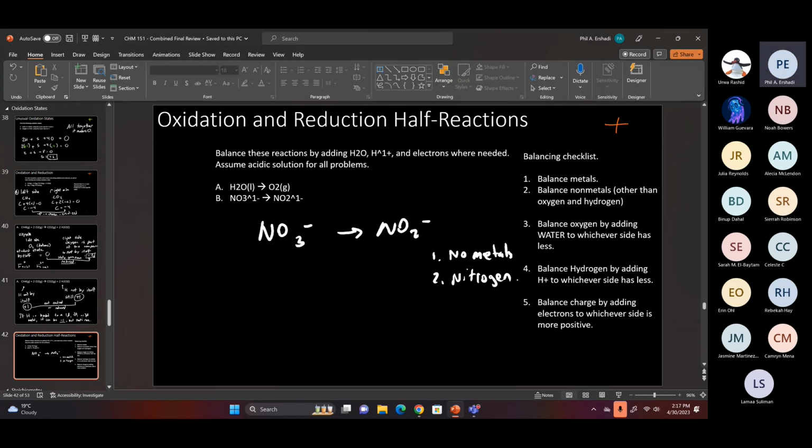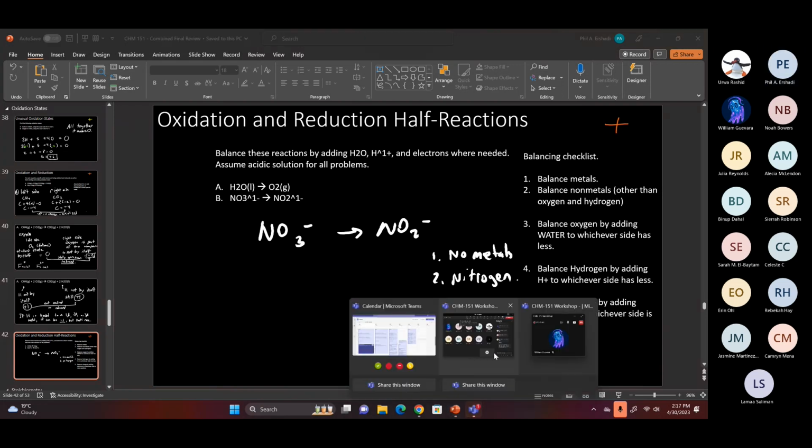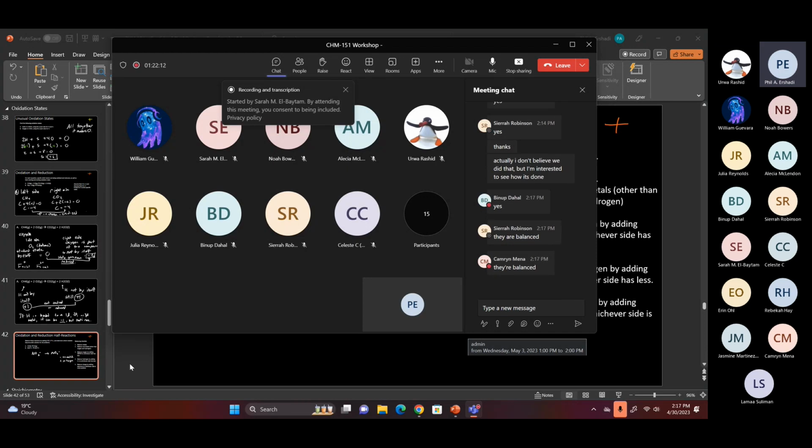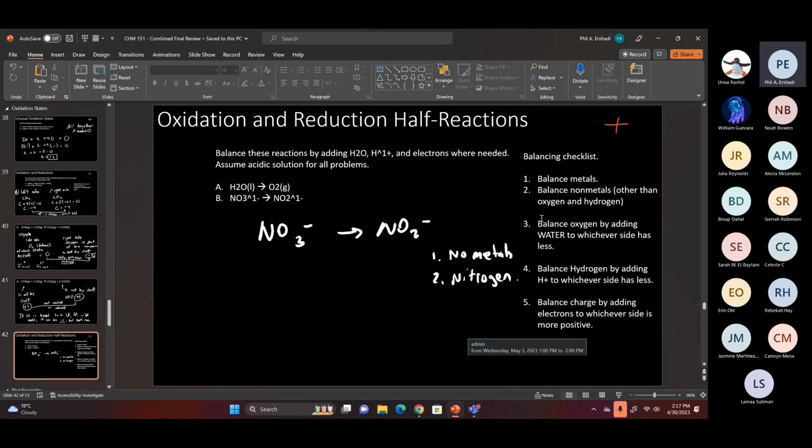So let me ask the chat this to get started. Are my nitrogens in balance? Do I have the right number of them, or do I need to make some changes to nitrogen? Yeah, so you're saying, yes, my nitrogens are in balance. Good. Now, next.